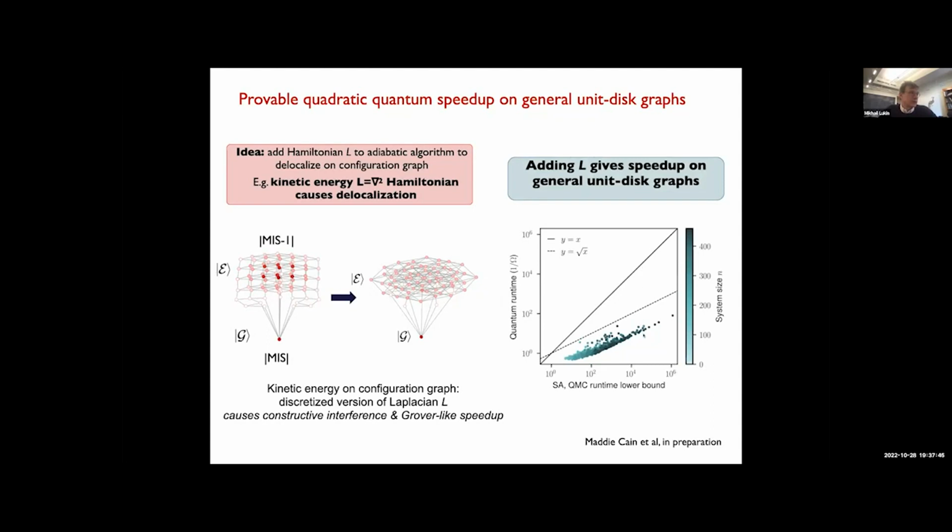indicated here. This speedup involves comparison of quantum algorithms with a broad class of classical algorithms, not just simulated annealing, but also quantum Monte Carlo, parallel tempering. All of them would fall under this class where we can have a Grover quantum speedup on them for these classes of hard graphs.